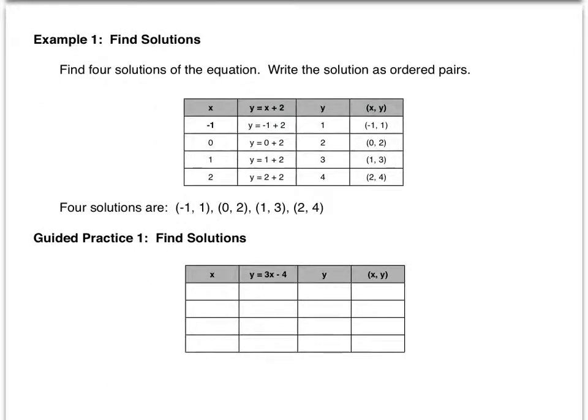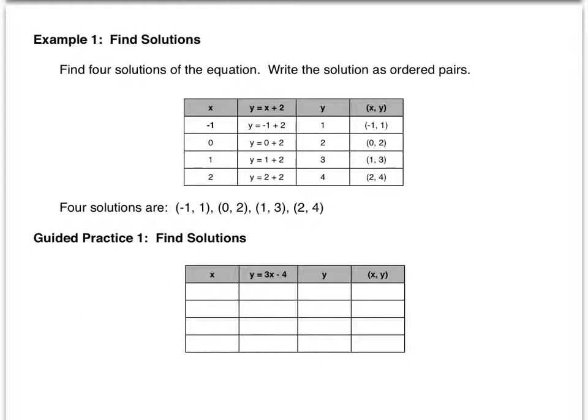Now let's look at example 1 and find 4 solutions of the equation y equals x plus 2. Notice that we've used -1, 0, 1, and 2 for our x values. Again, you can choose any x value you want. You could even choose a decimal or a fraction, but it's just easier to use an integer. And I like to use the ones that are very simple to substitute into the equation. So in column 2, you can see where we substituted, and then we found the y values, and we wrote them as ordered pairs. So the 4 solutions are -1, 1; 0, 2; 1, 3; and 2, 4.